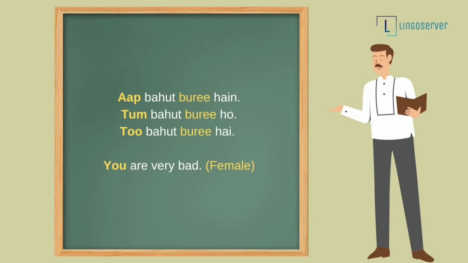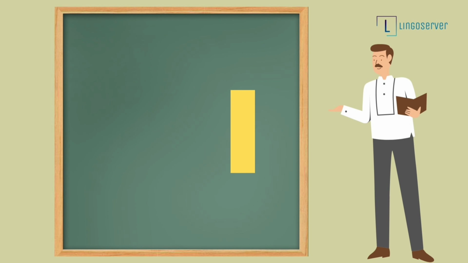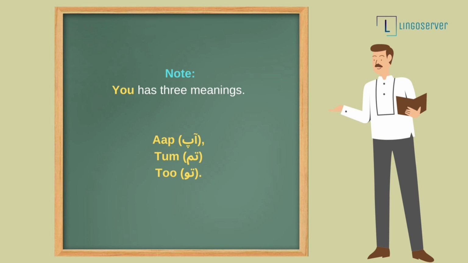Likewise, आप बहुत बुरी हैं. तुम बहुत बुरी हो. तू बहुत बुरी है. These are used for female. Note, you has three meanings: आप, तुम and तू. आप is used to give respect. It can be used with younger than you or older than you. With आप, we can use हैं and हो both, as we have learned above.